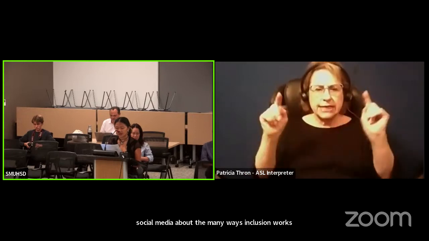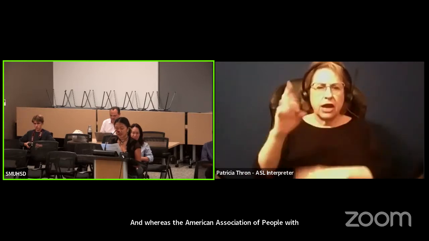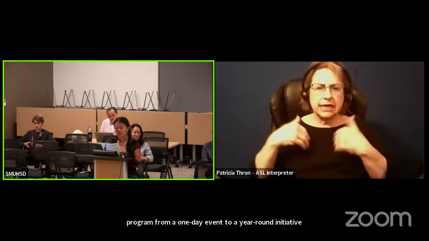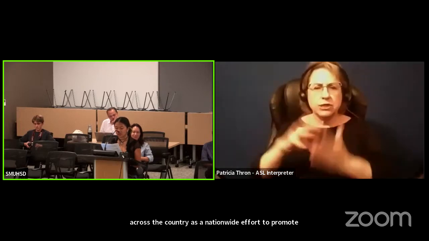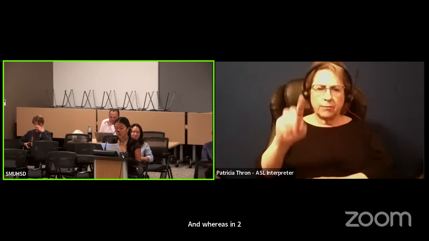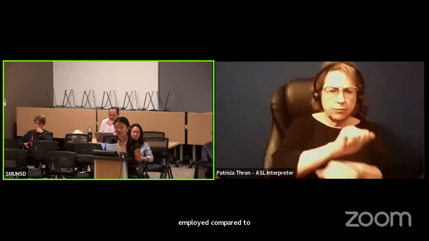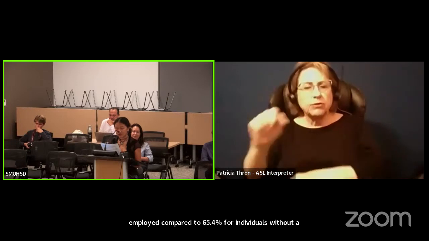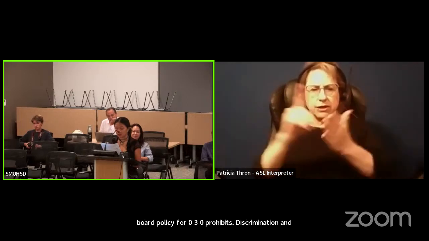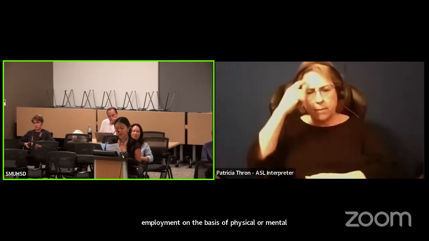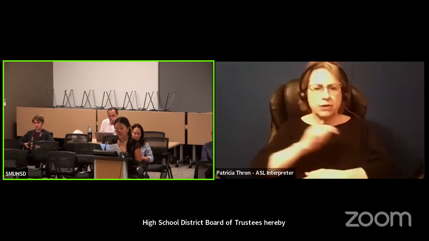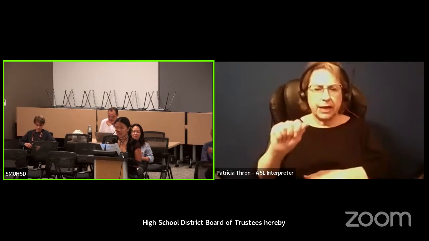And whereas the American Association of People with Disabilities has expanded a Disability Mentoring Day program from a one-day event to a year-round initiative across the country as a nationwide effort to promote career development for students with disabilities through hands-on career exploration. And whereas in 2022, 21.3% of people with disability were employed, compared to 65.4% for individuals without a disability. And whereas the governing board of the district, through Board Policy 4030, prohibits discrimination in employment on the basis of physical or mental disability. Now, therefore, be it resolved that the San Mateo Union High School District Board of Trustees hereby recognizes National Disability Employment Awareness Month, October 1st to 31st, 2023.